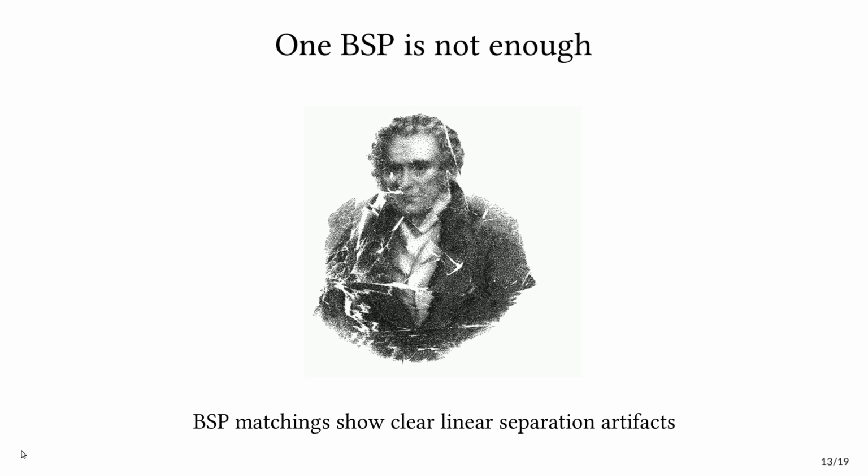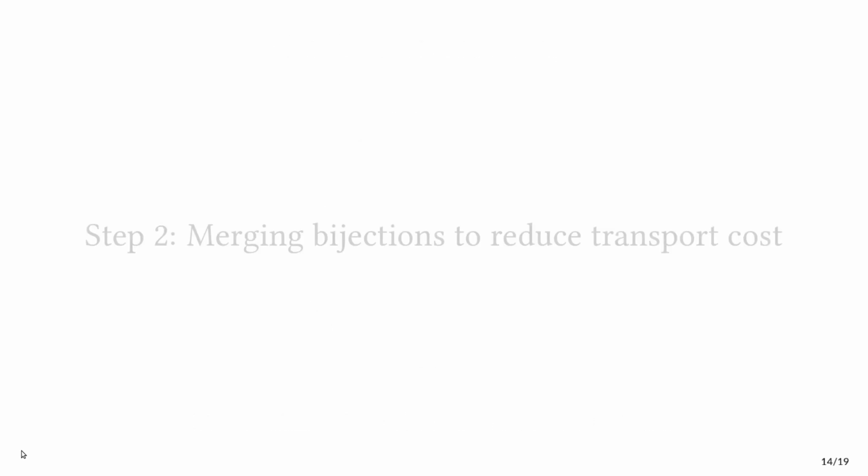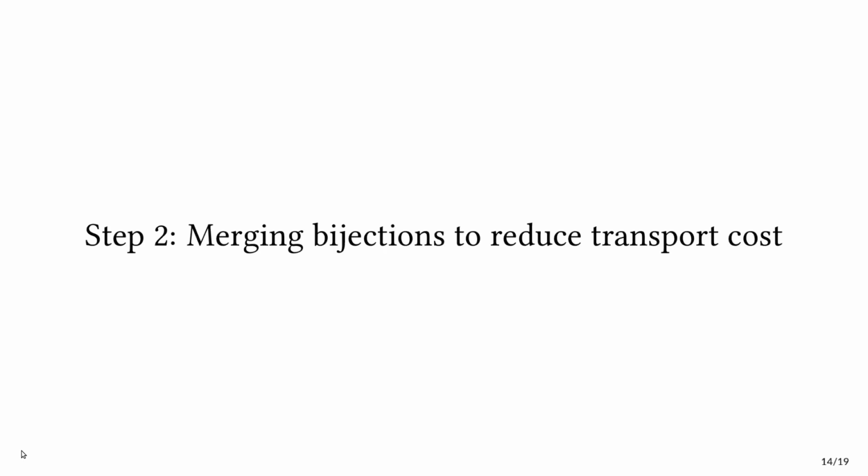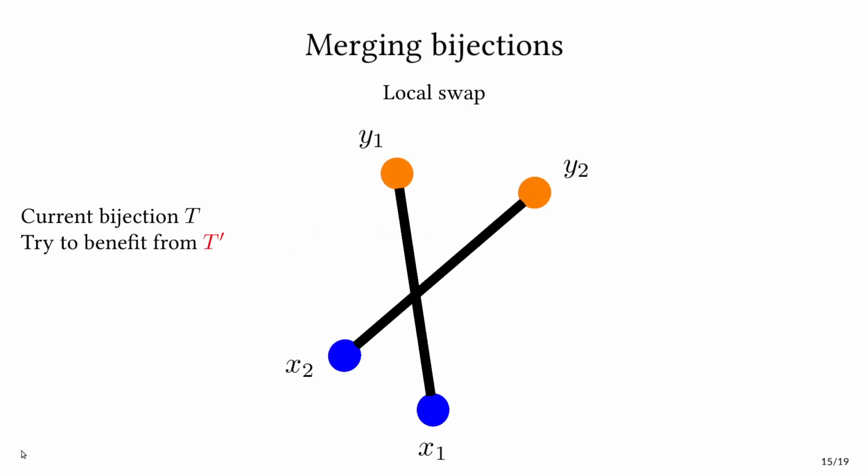All right, and so we really need this second step that is about merging two bijections together to reduce the transport cost, and that will drastically improve the quality of the bijection. So to do that, we have two ways of doing so. Okay, the first one is very local.